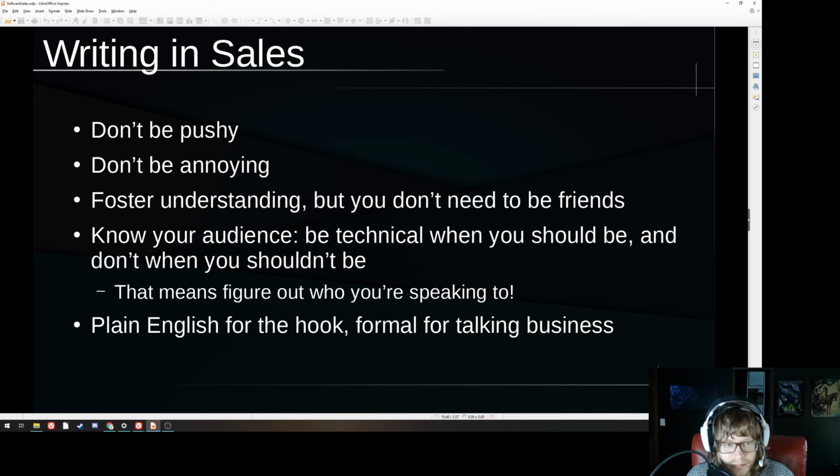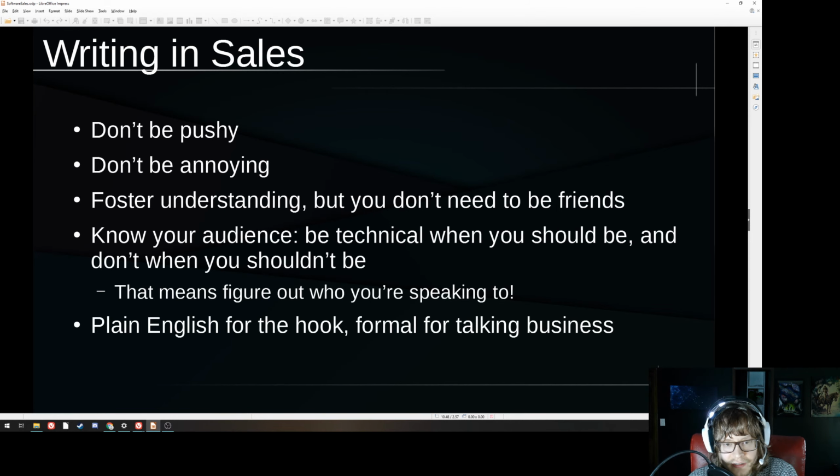All right. You want to foster understanding with your target. So you want to build up a rapport. You want them to know that you know their problem and how to solve it, that you understand their situation. You want to build empathy with the client. That does not mean you need to be friends with them. It doesn't mean that you need to bro out with them or just write about fun stuff for two lines, trying to hook them in. You want to be professional and get them in with your product.